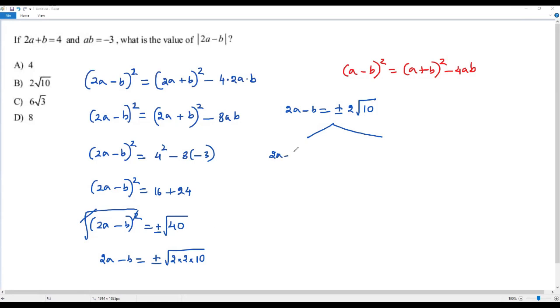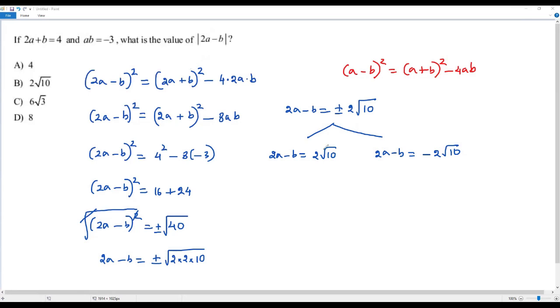That is 2a negative b equals, the first part we can consider the positive sign over here, then we get 2 times square root of 10 on the right side. Okay, the second part we can consider the negative sign, then we have 2a negative b equals negative 2 times square root of 10. Okay, here I got the value of 2a negative b, but our aim is to get the value of the absolute value of 2a negative b.